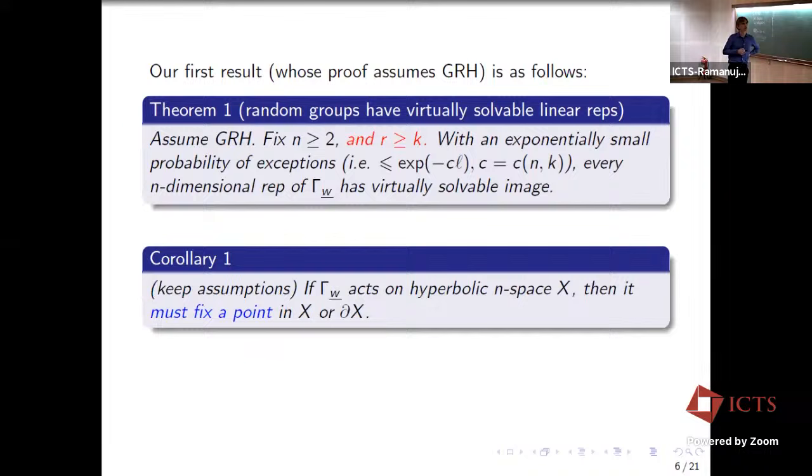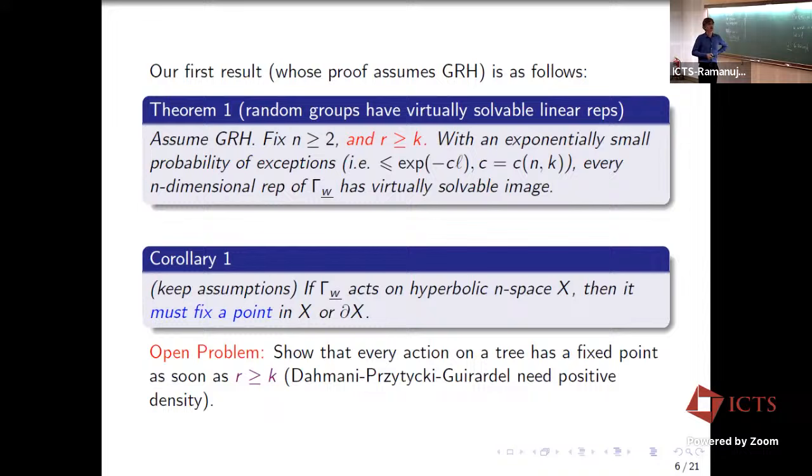A geometric corollary of this is that any such group will never act on hyperbolic n-space without a fixed point, either in the space or on the boundary of the space. And a nice open problem in this direction is to try to prove the analog of the Dymarz-Pritzisky-Gradel theorem when you have at least k relators instead of positive density. Or do they always have property FA? This does not seem to follow from their method.